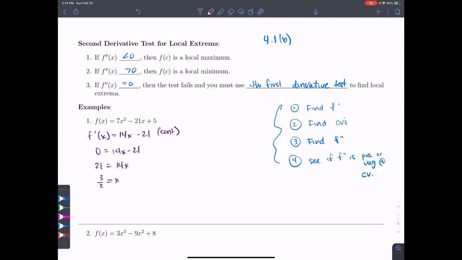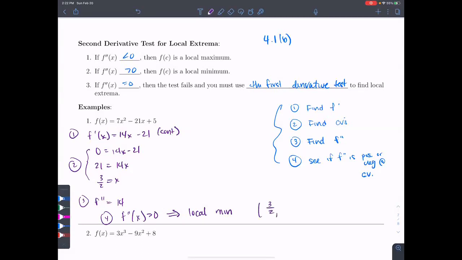Okay. If you take a second derivative, so we have done step 1, step 2, step 3, f double prime here is 14. Step 4 is that f double prime is positive everywhere because it's 14, which tells us, because it's up like a cup, we have a local min. And that happens at 3/2, and then f of 3/2, which I need to go figure out.